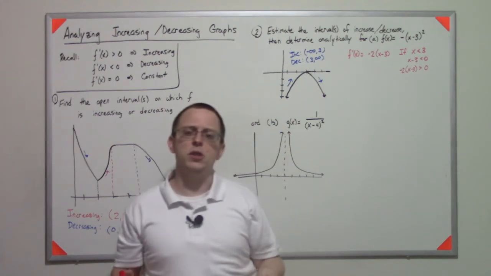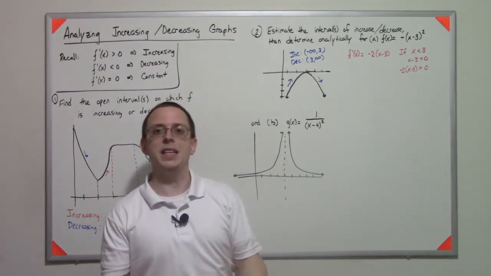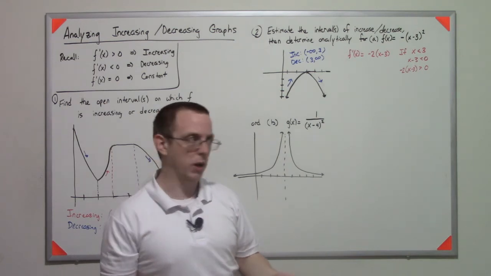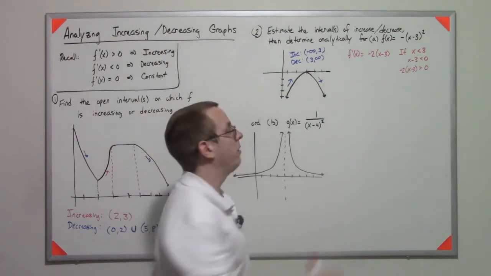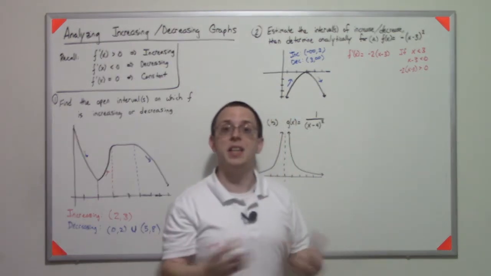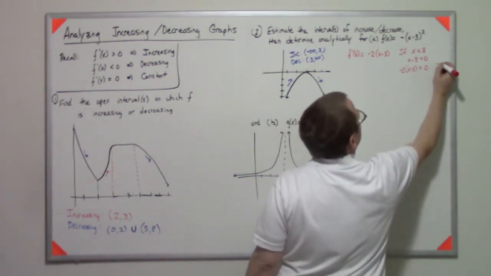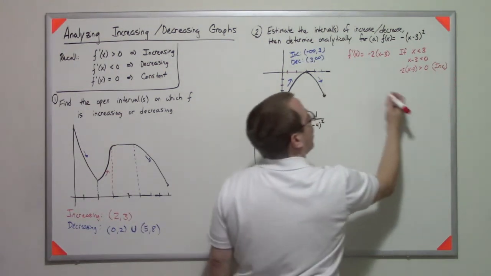Now you could have done this more easily by just plugging in something like 2 or plugging in 0 just to get a value there. And that would be perfectly fine. If I plugged in 0 here, I'd get negative 2 times negative 3 is 6, which is positive. That's perfectly fine. So that tells me that it's increasing there.